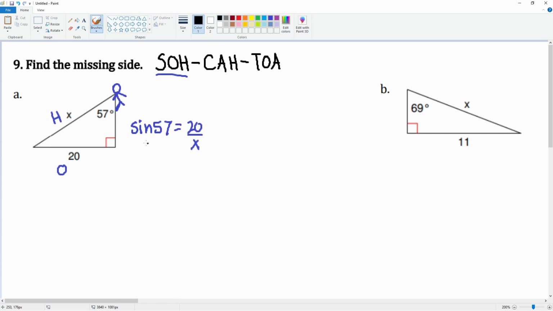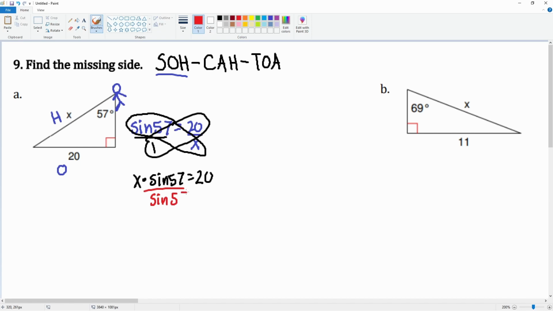All right, to get x alone, we make the other side over 1, so we can cross multiply. That is x times sine 57 is equal to 20 times 1. Notice there is still a sine 57 attached via multiplication, so we're going to divide by sine 57 on both sides. This cancels, leaving you with x is equal to 20 divided by sine 57.